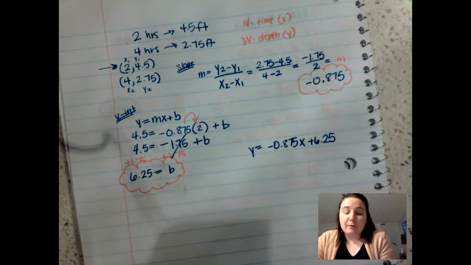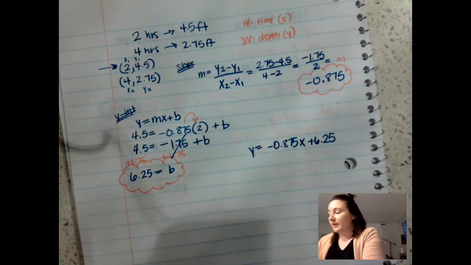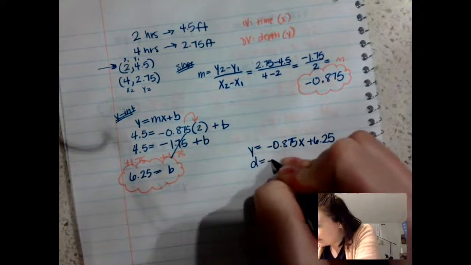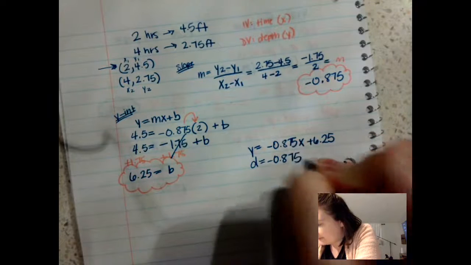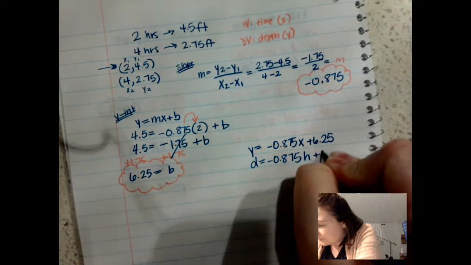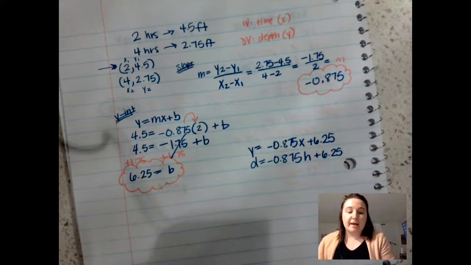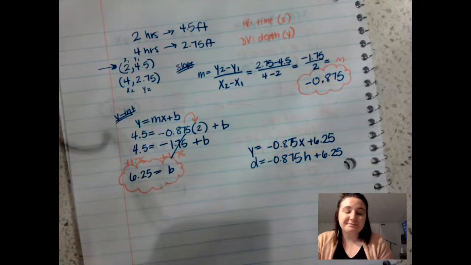And then for this multiple choice one, I noticed that these were all written as d equals and then the number with h. So if I just change mine to d equals negative 0.875h plus 6.25, then I can figure out which one matches, which was answer option D, or option 4. I hope this helped.